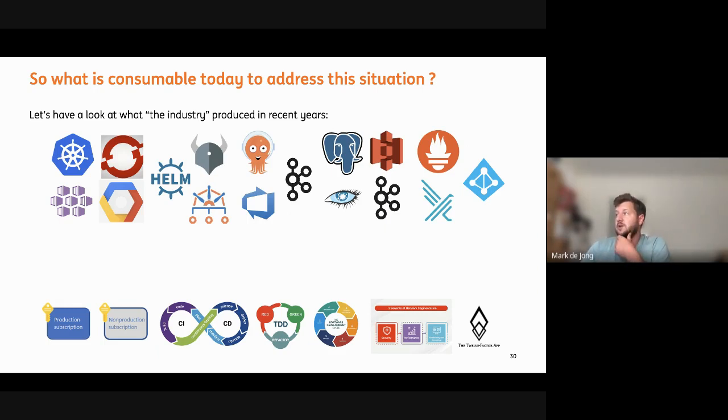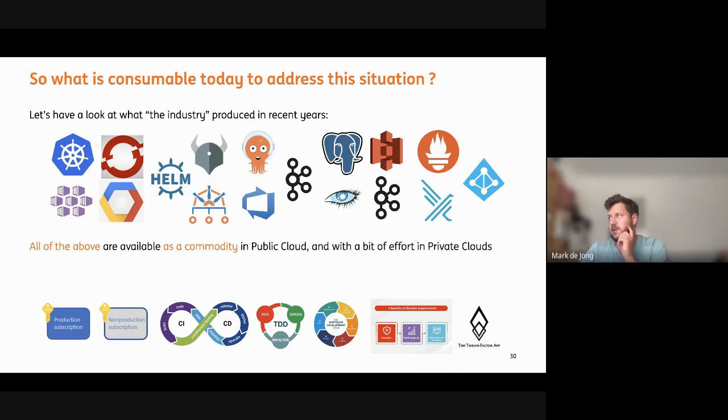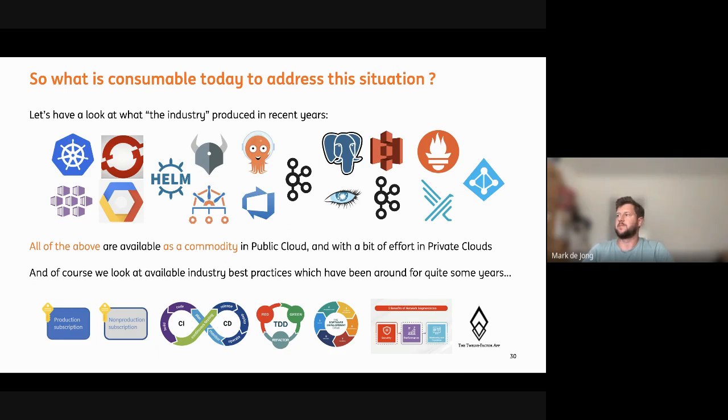All of the above are a commodity in public cloud, and with a little bit of effort, you could get them properly working on private cloud as well. And we need to look at best practices, which have been around for quite some years, like separation of non-production and production, CI/CD, test-driven development, SDLC, network segmentation, 12-factor application development. But I think we need to be very opinionated and specify intended use of these. So we have additional lessons from the past to support that. But you really need to look at specific use cases and not one tool to rule them all, for example.